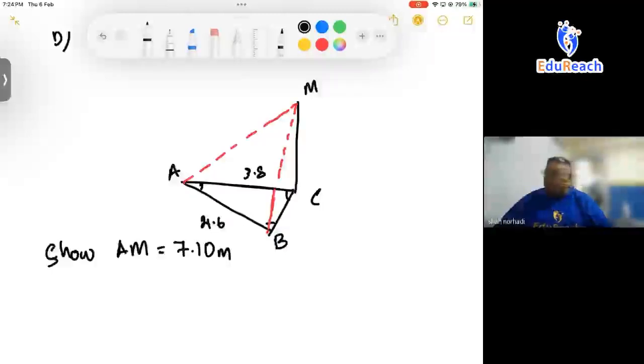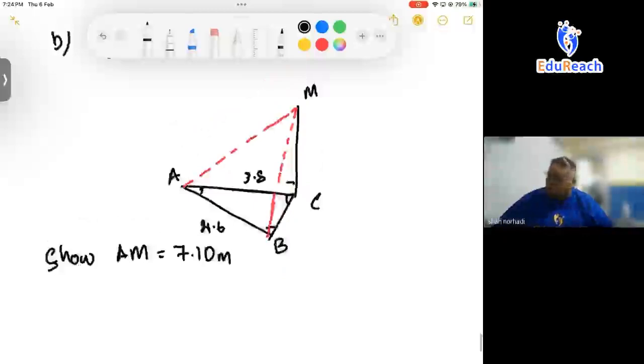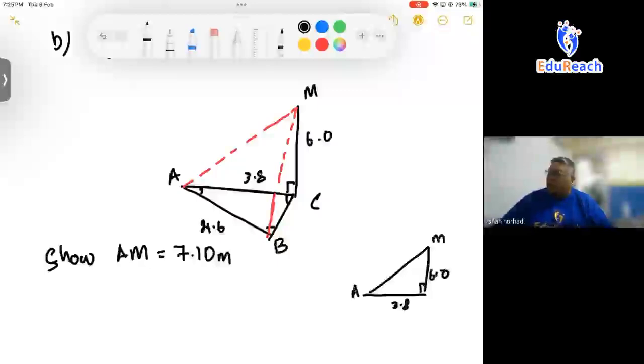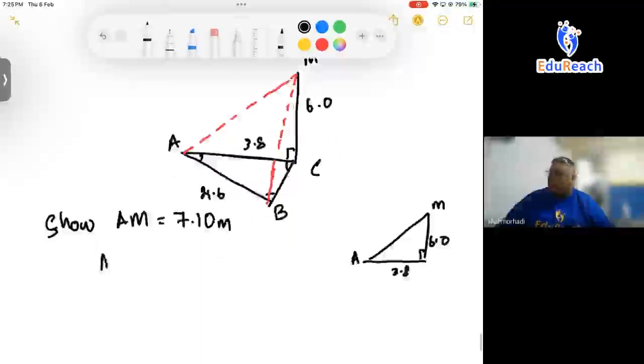So what would you do? You will do a right angle triangle here, right? We got 3.8. This is 6.0. So AM, what would you use? Can we use Pythagoras theorem? So AM is equal to the square root of 6 squared plus 3.8 squared, which you get 7.10. Double check.